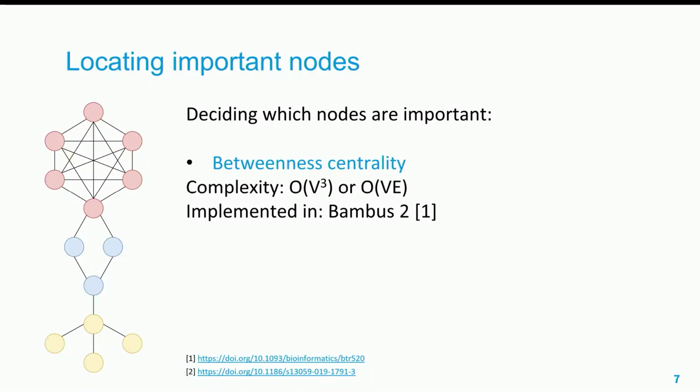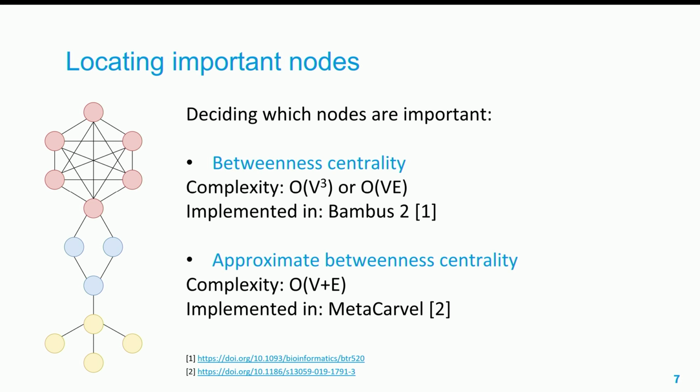However, that was previously implemented in a tool called Bambus 2, and it does tend to pull out biologically relevant things. It just doesn't scale to the data sets we have right now. Well, we can do approximate betweenness centrality.